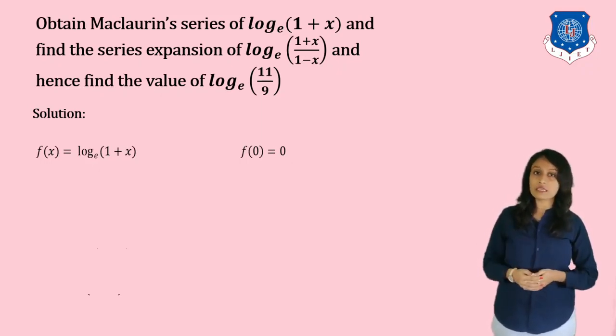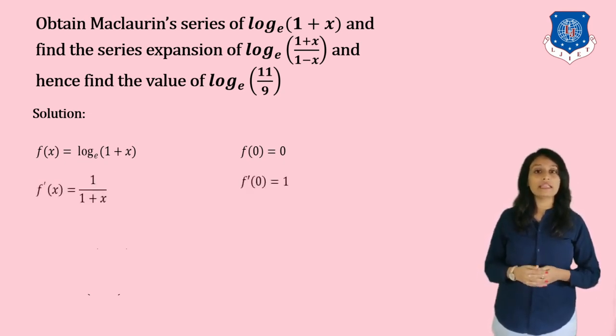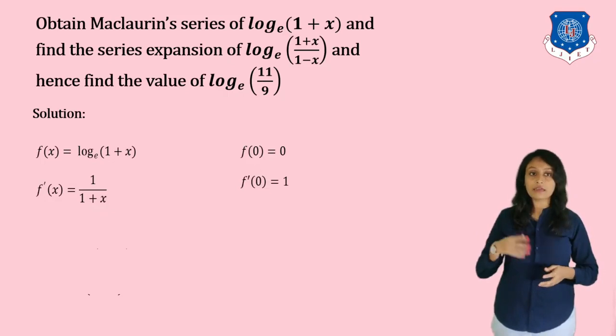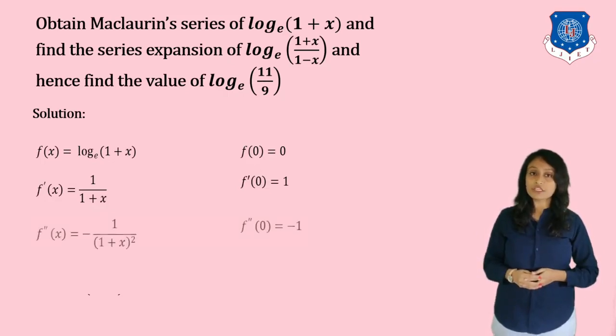The function f(x) is equal to log(1 + x). We have to find its value at 0, so in place of x, substitute 0, and you will get f(0) as 0. Next, find f'(x). The derivative of log x is 1/x, so here we have 1/(1 + x). Again find its value at 0, which is 1.